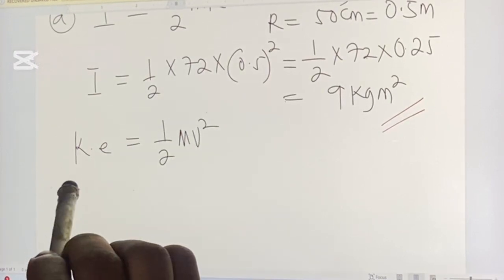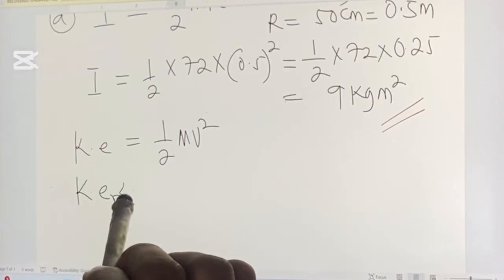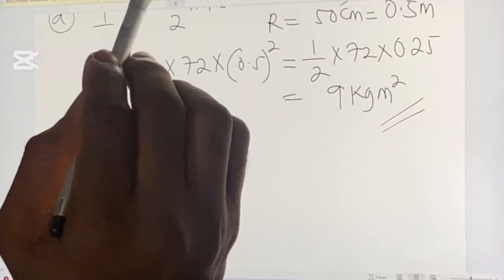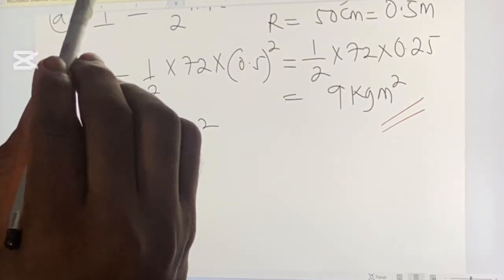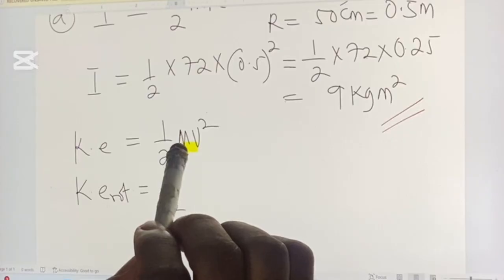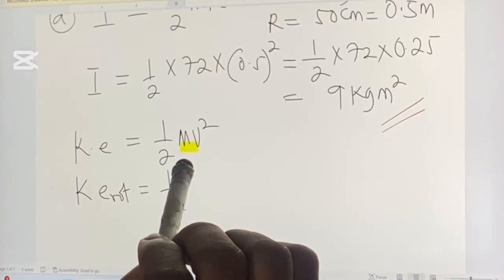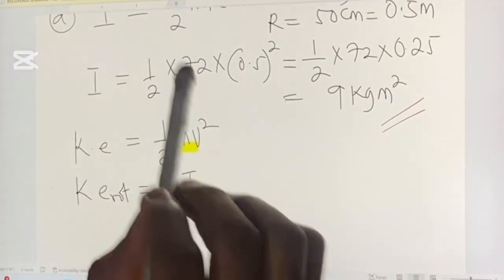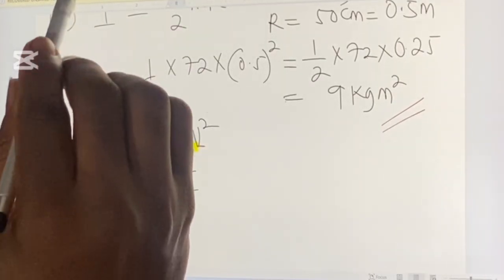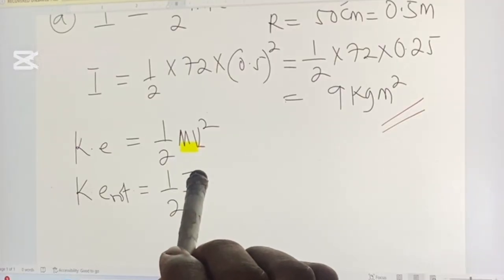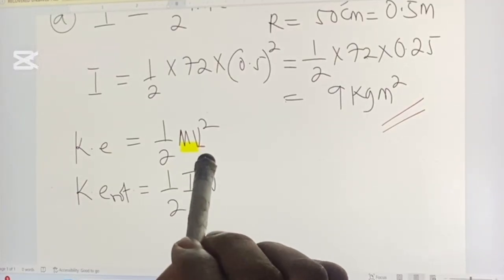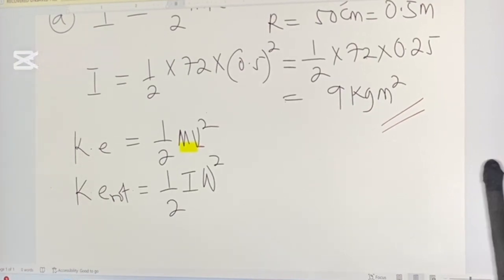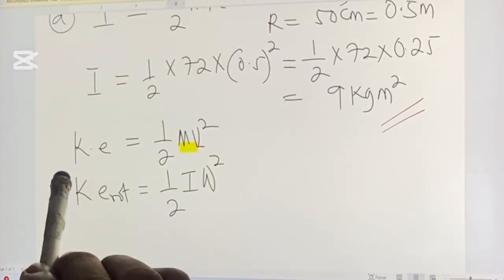So in terms of rotational kinetic energy, we can easily replace this as 1 over 2. The number is constant, but the letters will change. The letter for mass in rotational is moment of inertia. The letter V represents velocity, and the letter for velocity in rotational is angular velocity, which is omega, and this is squared. So the formula for kinetic energy for a rotational body is this here.